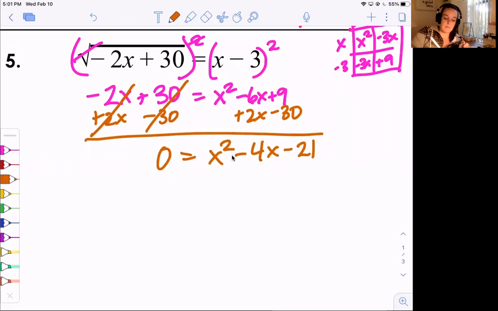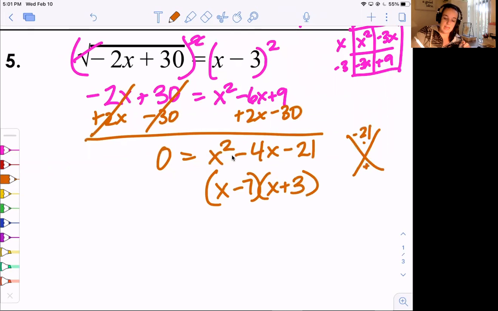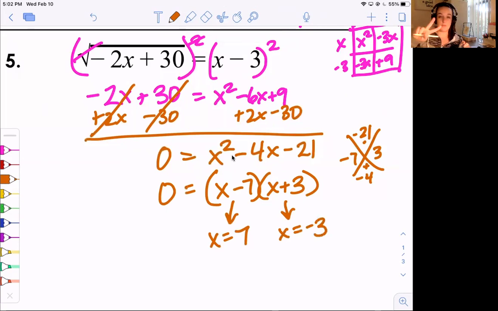This looks like something that can factor. So x minus 7, x plus 3, right? Two numbers that multiply to get negative 21, add to get negative 4: negative 7 and 3. So I plug those in. So x would equal either 7 or negative 3. Those are my two possible answers.